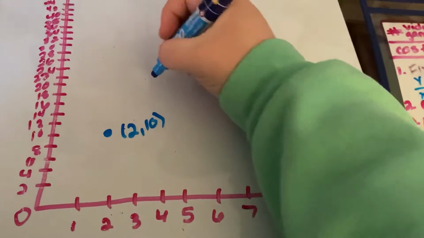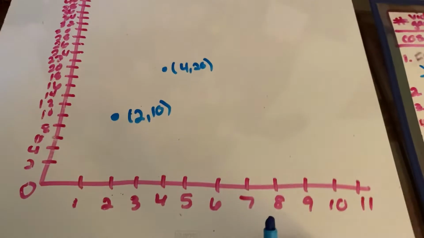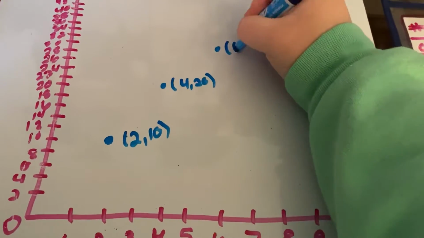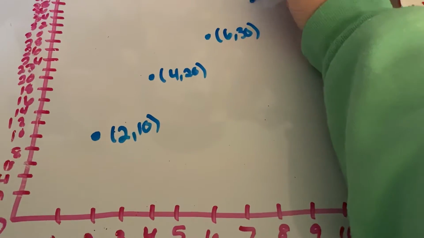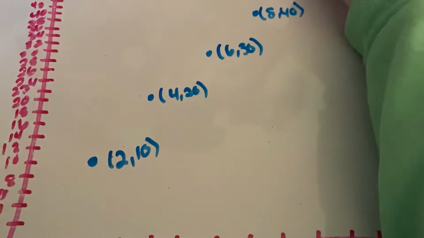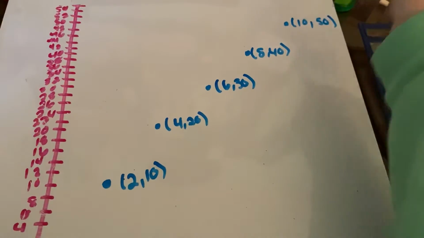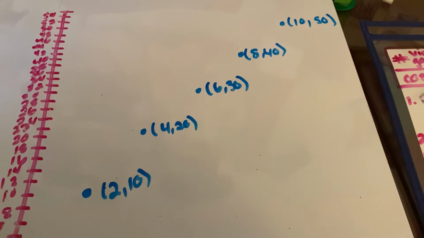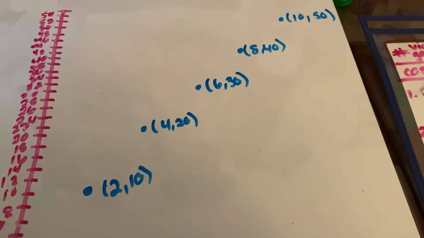Then I have (4, 20). Label it (4, 20). (6, 30). I'm going to label it (6, 30). (8, 40). And then our last one, which is (10, 50). So make sure that you plot and label all of your points, and your labels should be a coordinate point, which means parentheses, and a comma in between your X and Y value.